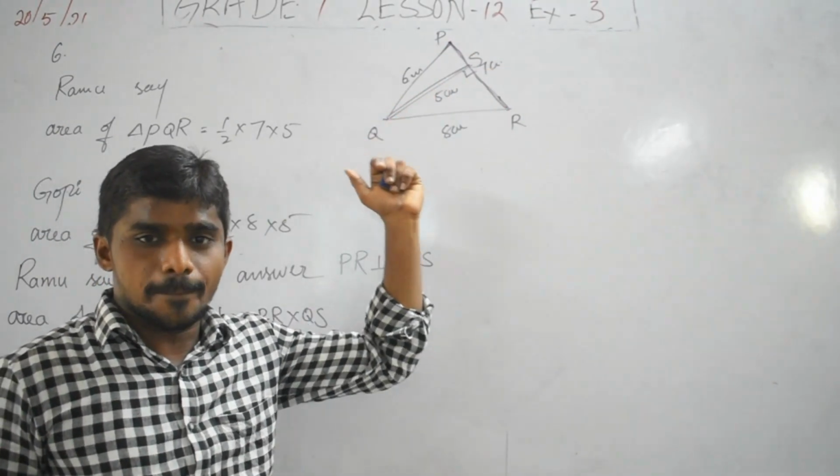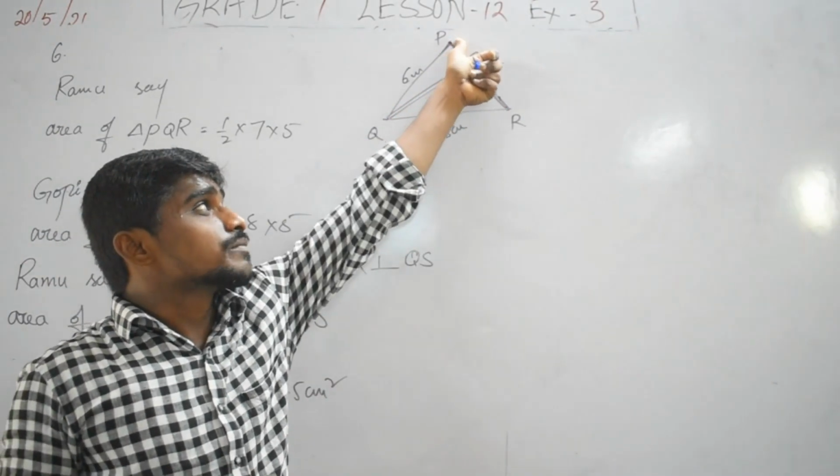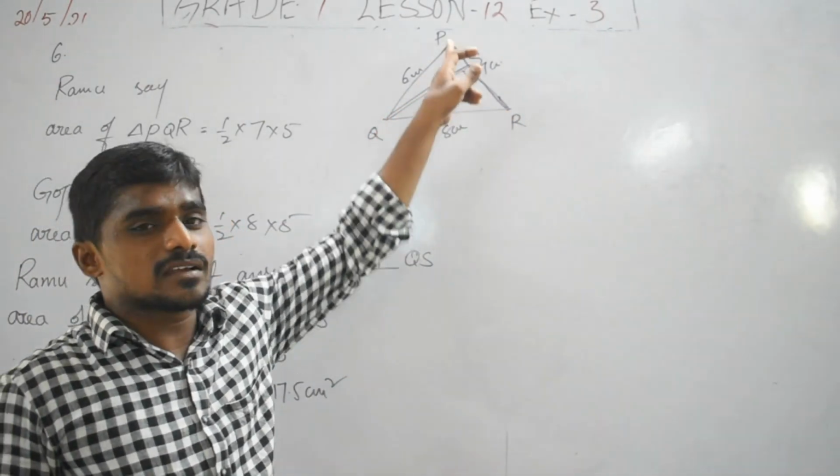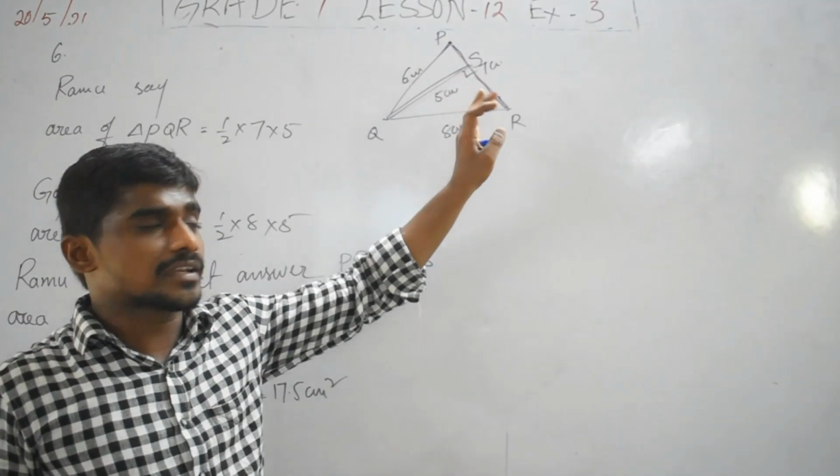Now always we consider the perpendicular line segment. We consider the height. Now this is a base. Okay now. So here there is no perpendicular line segment. So we don't take this one as base.